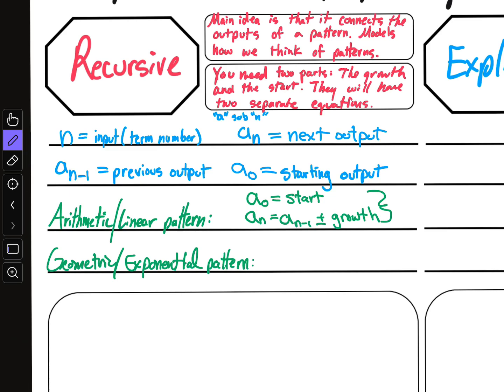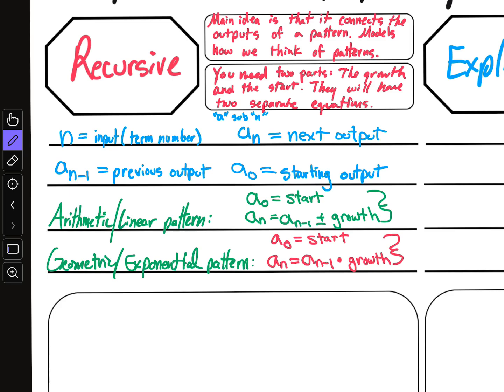Now for the geometric, it starts out the exact same way. A sub 0 equals our start number. Then it keeps going the same way: a sub n equals a sub n minus 1. To get our next output, we take the previous output, and this time, because it's exponential or geometric, we multiply by the growth. Ideally, we could also divide by the growth, but we want to get into the habit of multiplying instead. When we get to the explicit equation over here, it'll make more sense as to why we do that. But again, these together make the full example.